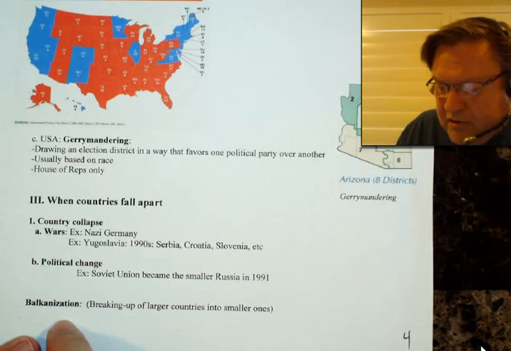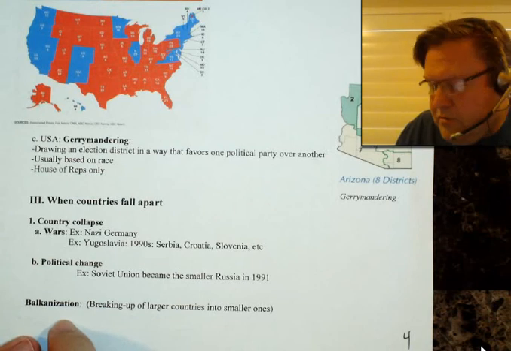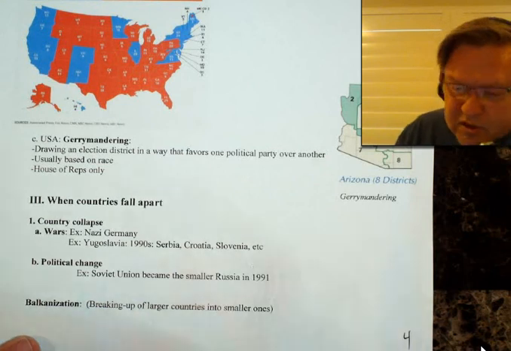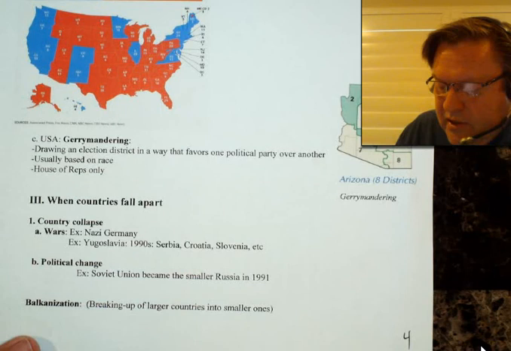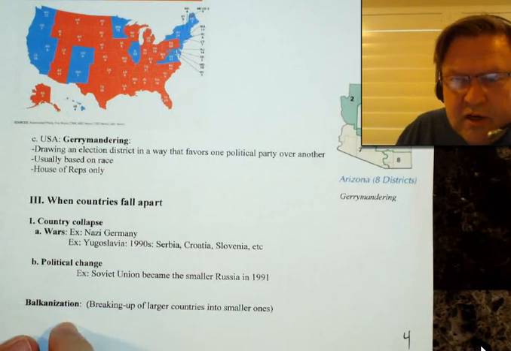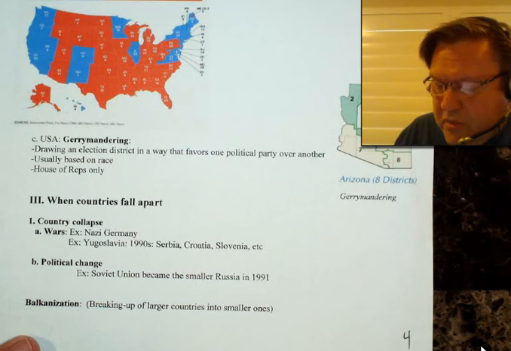Why do countries become smaller? And you could talk about devolution, which we talked about on the previous topic, and just the fact that countries do break up. That's a balkanization term. Okay, we made it through another page. And we'll continue on.